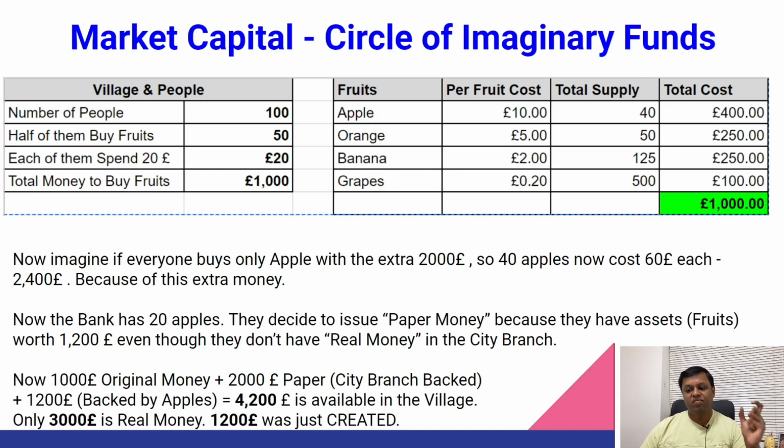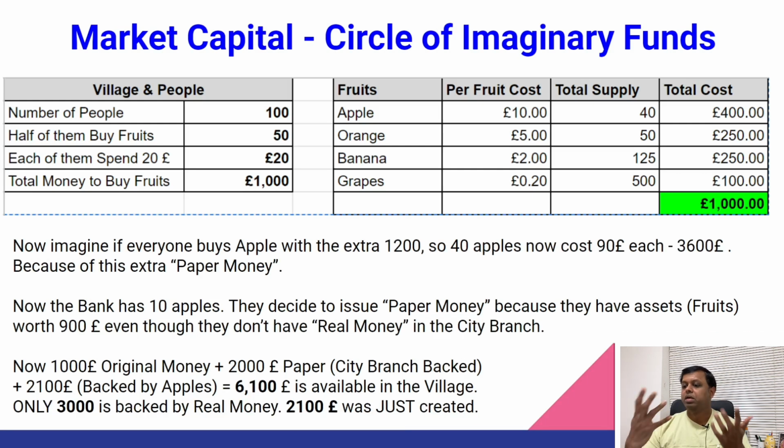But because they have this £1,200 worth of apples, those 20 apples, they decide to issue more paper money, and they print another £1,200 worth of paper money in the village because they have these apples. They say, okay, I have 2,000 in the bank, and I have these apples which are worth 1,200. Let me print more paper money worth 1,200 because of the apples. Now you have the 1,000 original money with the village, the £2,000 paper money that was backed by real world currency, and the new £1,200 backed by apples. Now 4,200 is available in the village, of which 3,000 is real world money. The 1,200, the newly printed paper money, was just created out of this apple ecosystem.